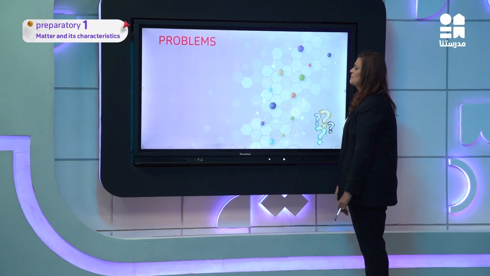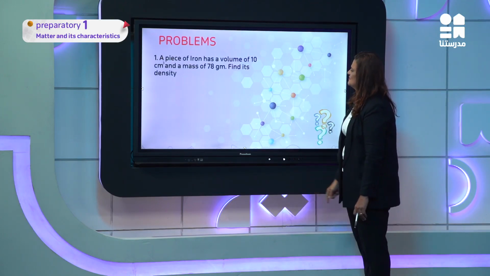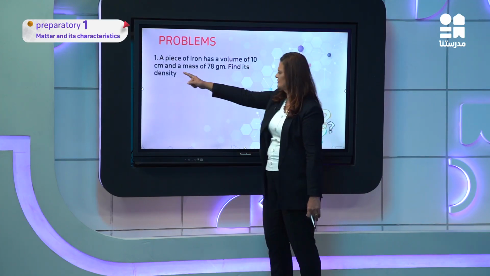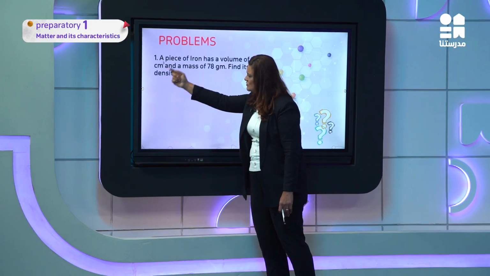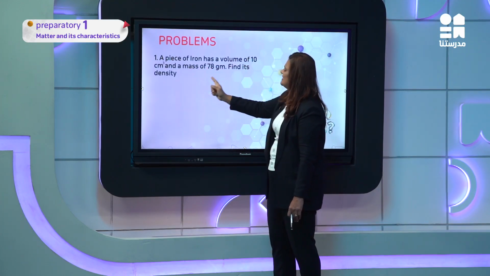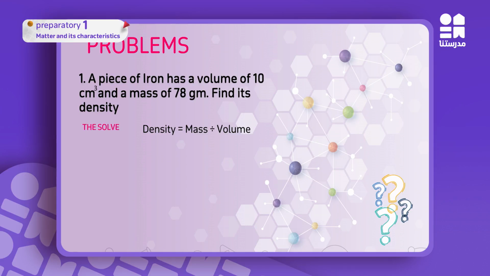Okay. طيب problems. نحل مسائل. It's too easy. تعالوا نشوف المسألة دي. It's very very easy. A piece of iron has a volume of 10 cubic centimeter. I will mention again, I can say cubic centimeter or centimeter cube. Both of them are right. And a mass of 78 gram. Find its density. هعمل ايه؟ ايه الرول اللي هحطه عشان اجيب الدنسيتي؟ It's very easy. Density equal mass over volume. Okay. Density equal mass over volume means mass divided by volume.